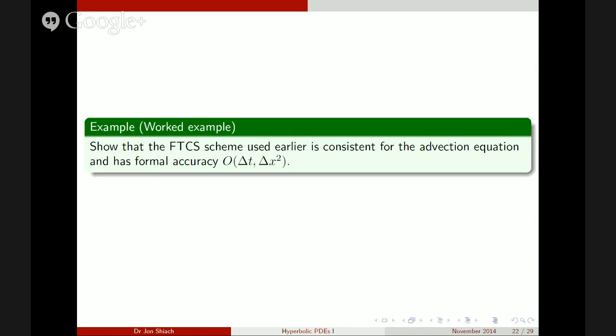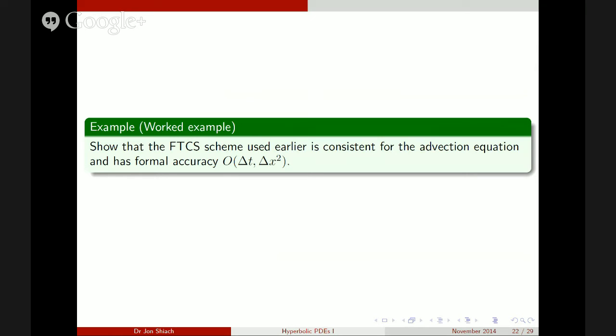Remember, these order values are not in themselves values. All they do is give the behavior of the higher order terms as dt or dx tends to 0. They're just hints of some form of behavior. What we want to do now, this is our forward time center space scheme with the Taylor series replacing all of those u's. I want to rearrange that to give the advection equation.